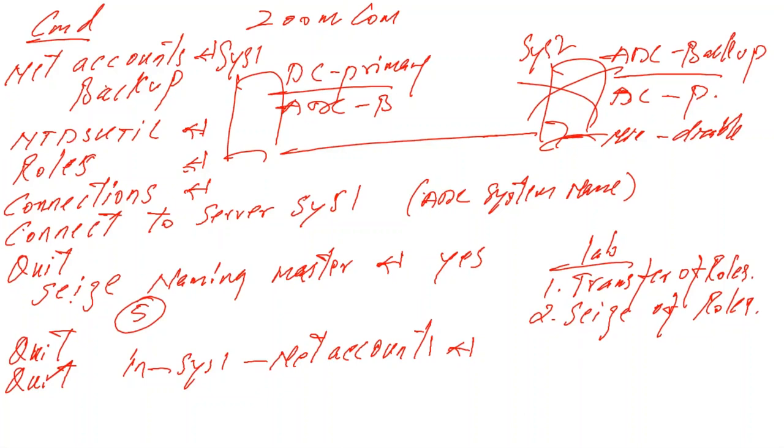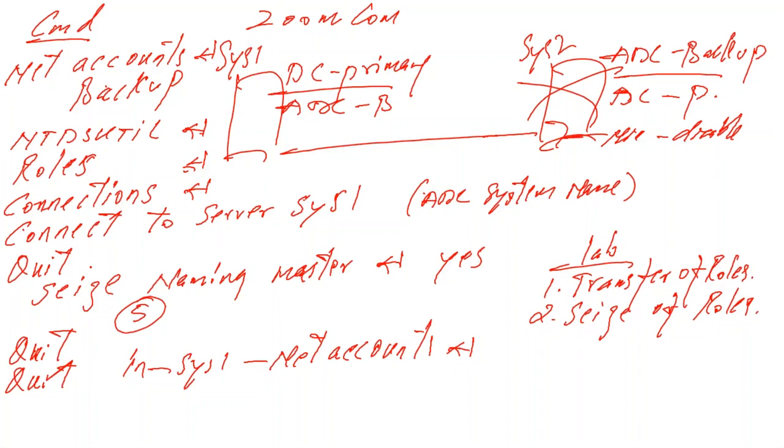So like this, how many roles do we have to seize? 5 roles. So write down one by one all. Next one, seize schema master. Press enter and click on yes. The next one, seize RID master. Press enter and click on yes.